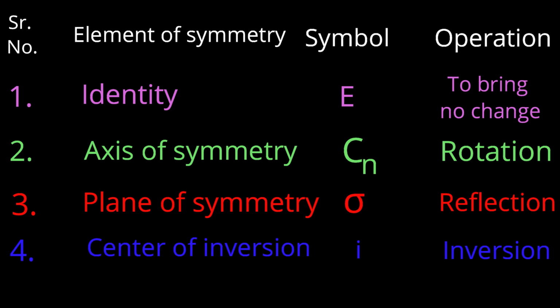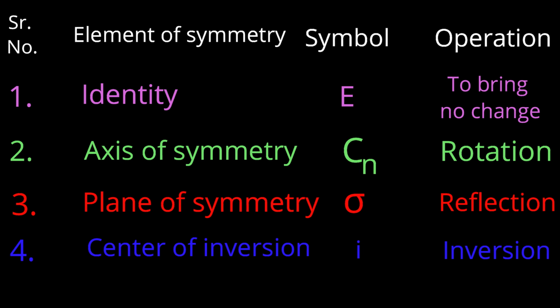The fourth possible element of symmetry is the center of inversion. So in the molecule there remains one point which can be a reason for the center of symmetry. It is represented as small i, and the action possible through that point is inversion. In detail we will discuss later.